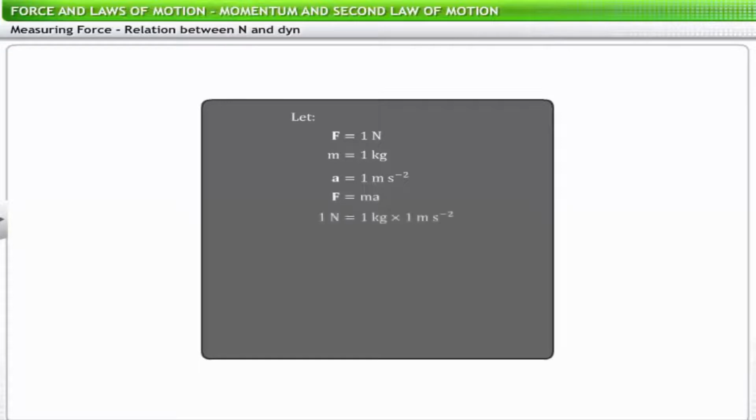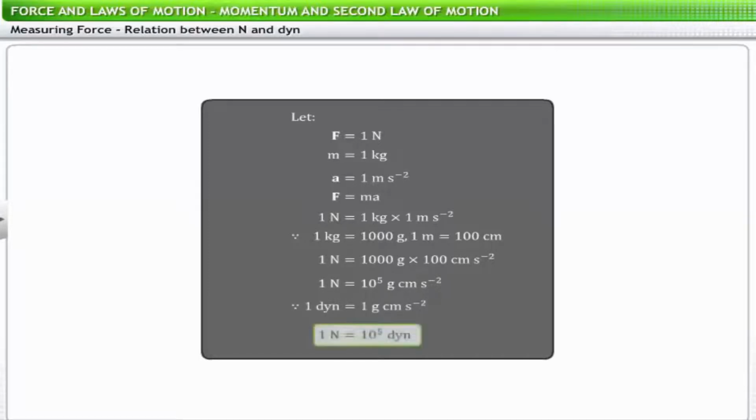You get 1 Newton equals 1 kilogram meter per second square. Since 1 kilogram equals 1000 gram and 1 meter equals 100 centimeter, 1 Newton is equal to 10 raised to the power 5 gram centimeter per second square. Since 1 dyne is equal to 1 gram centimeter per second square, 1 Newton is equal to 10 raised to the power 5 dyne.